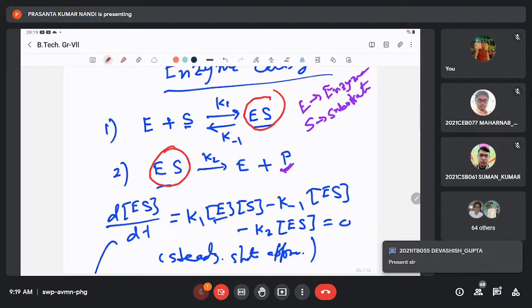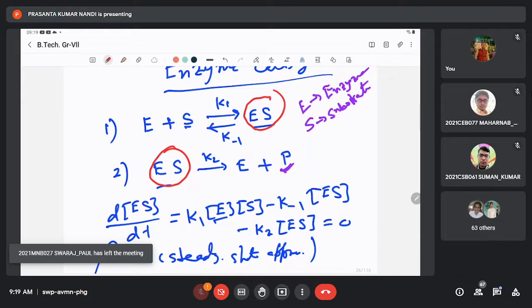Now we normally use the steady state approximation for this intermediate species, that is ES so produced. As you know, how to write down the corresponding accumulation or generation of this species. And we know that at a particular point in the reaction progress, this concentration of ES will not change.